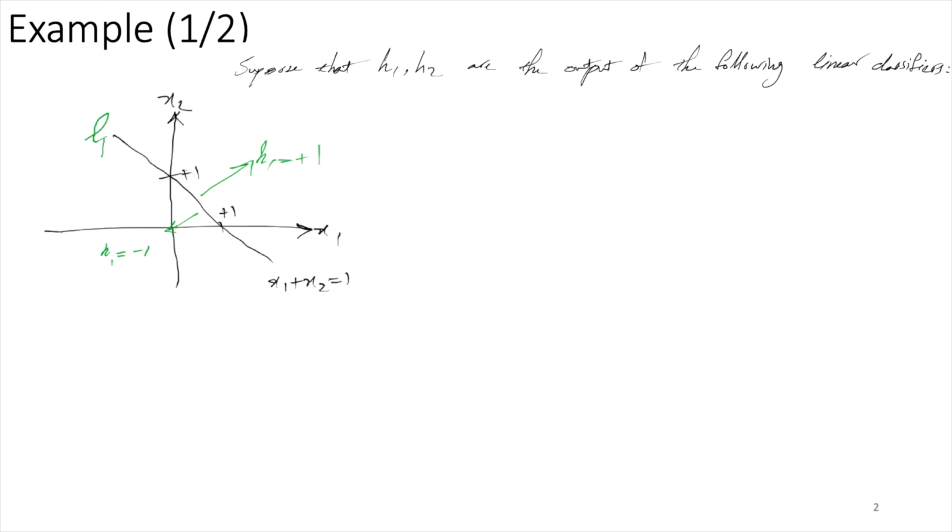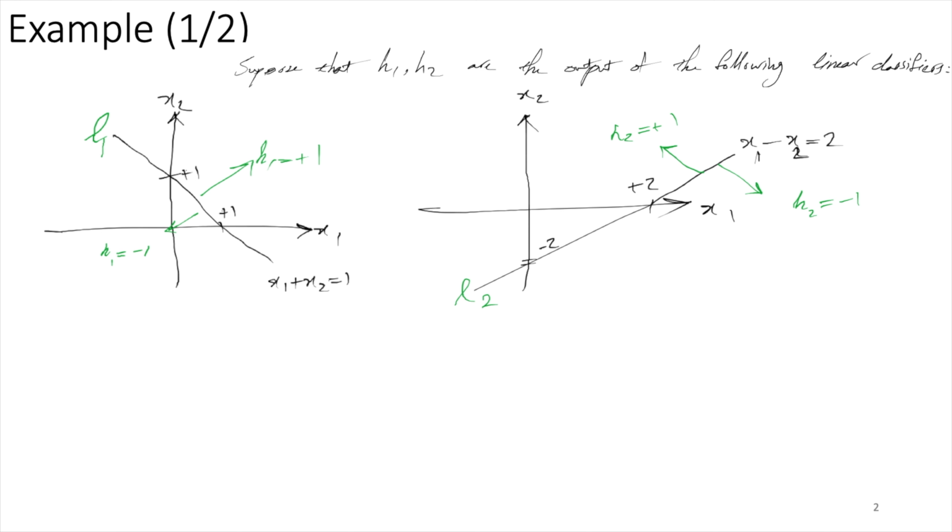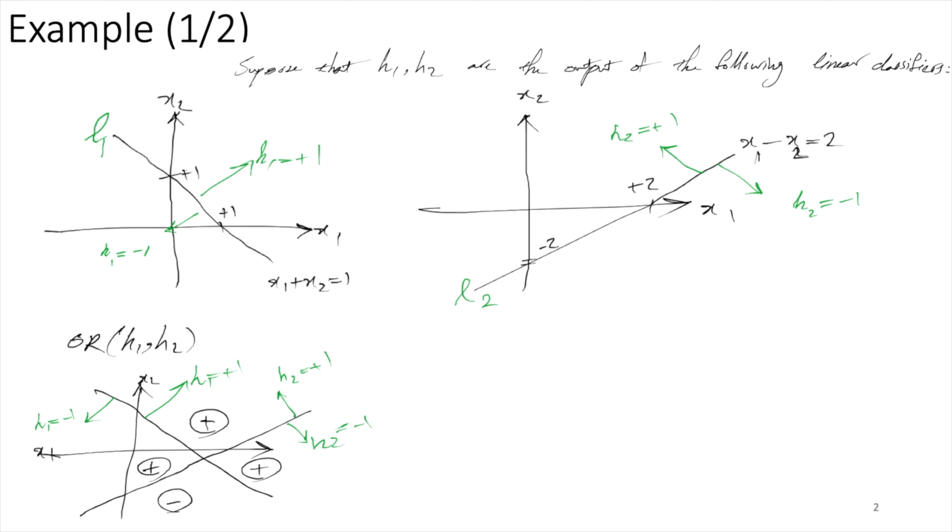All right, so in this example, suppose we have two hypotheses, H1 and H2. So that was for the H1 case, and this is the H2 case, right? So we are interested in classifying two different data. The first one goes x1 plus x2 equal to 1. The second one is x1 minus x2 equal to 2.